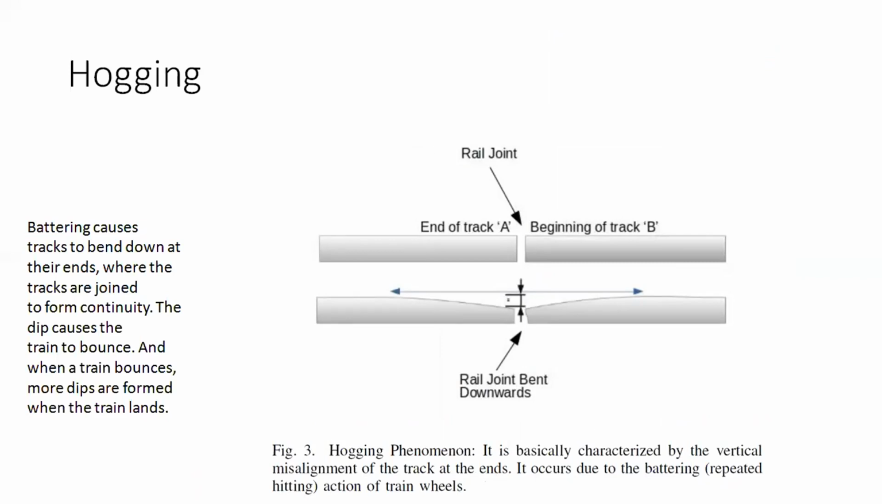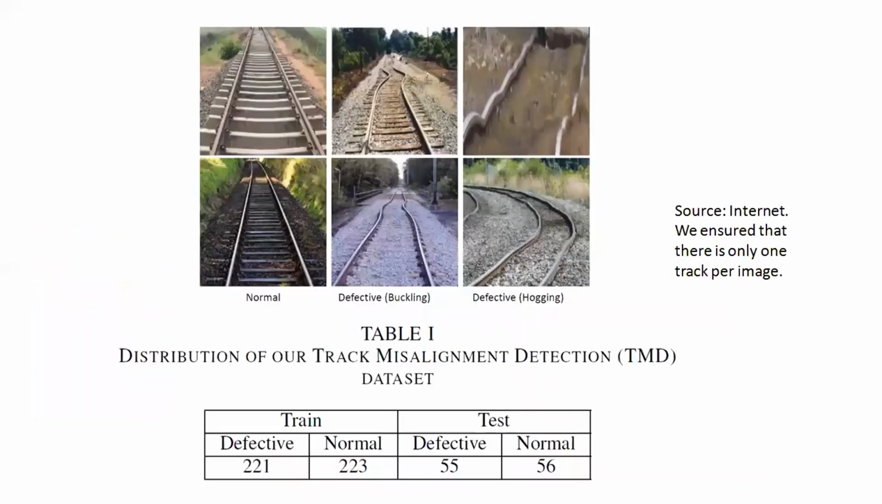In hogging, at the ends of the railway tracks where they join, a bend happens, as you can see in this figure. And when railway wheels pass on such bends, that causes a small jump for them. And when they land on the remaining portions of the railway tracks, further jumps, further dips happen, which leads to vertical misalignments.